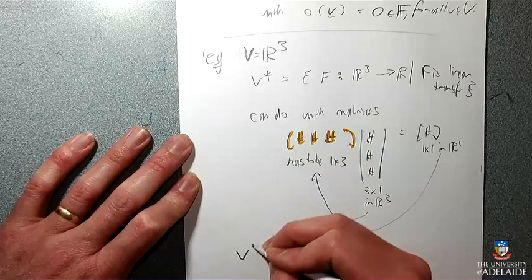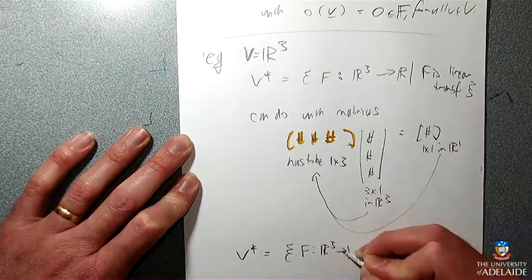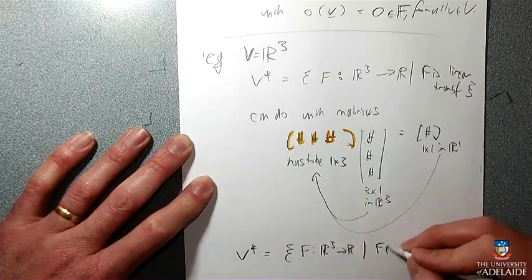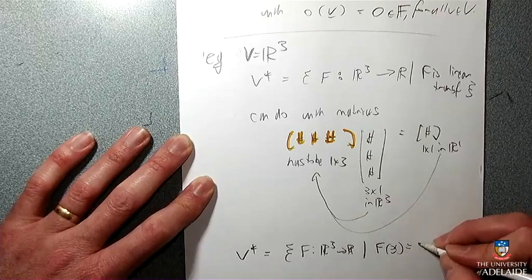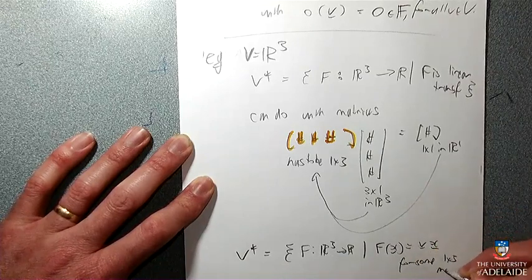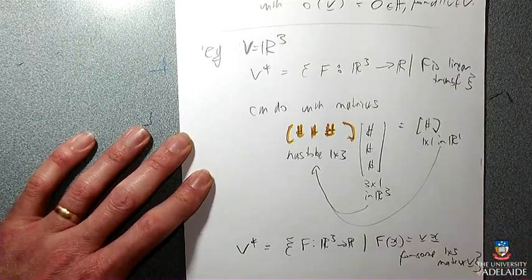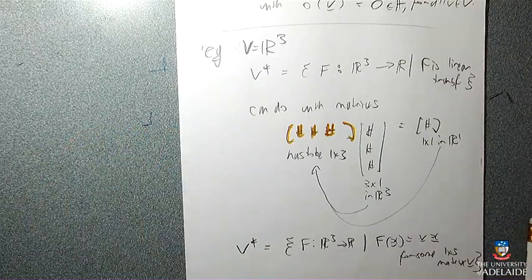So basically now V star is actually the set of F which send R3 to R, such that F of X equals Vx for some 1 by 3 matrix V. That's basically what it is, because all the linear transformations can be done with matrices. If I'm going from R3 to R1, I have to use a 1 by 3 matrix. So essentially, that means that my V star is the dot product.